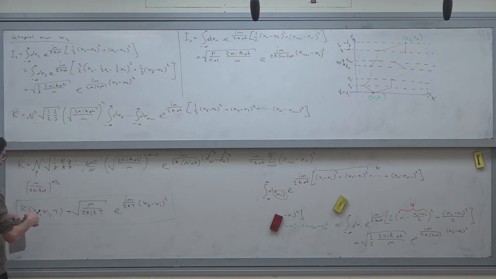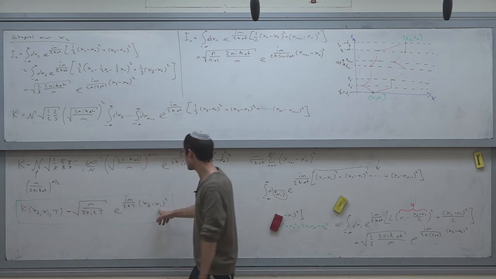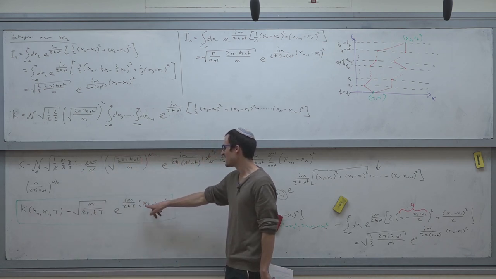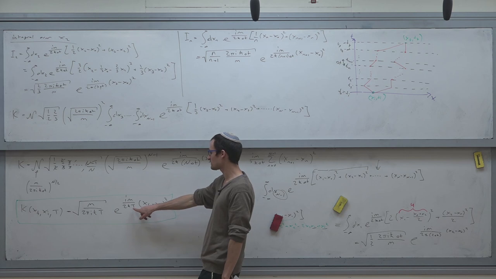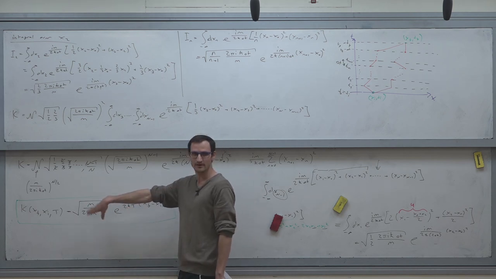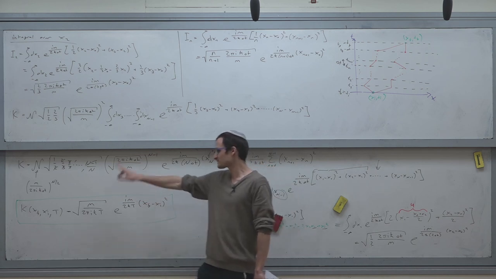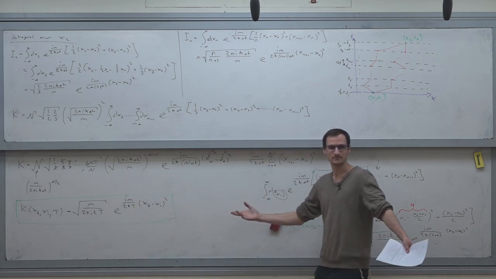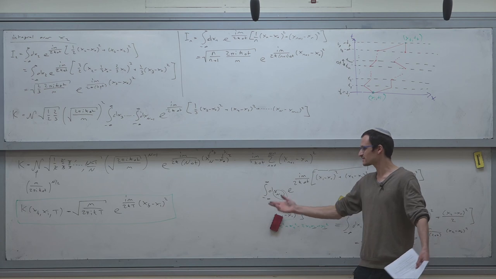So I repeat, what does this mean? If you now want to do an experiment, you release the particle at position x initial, and you ask the question, what is the probability that it hits the detector at x final after time capital T? All you have to do is plug in all the numbers into here, the mass of the particle and so on, take the absolute value squared, that's the probability. That's what this means.